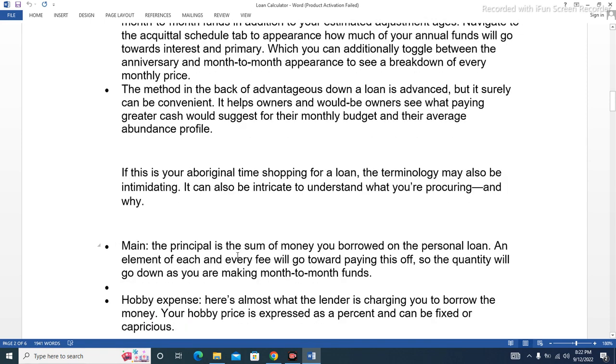Principal. The principal is the sum of money you borrowed on the personal loan, an element of each and every fee will go toward paying this off. So, the quantity will go down as you are making monthly payments.